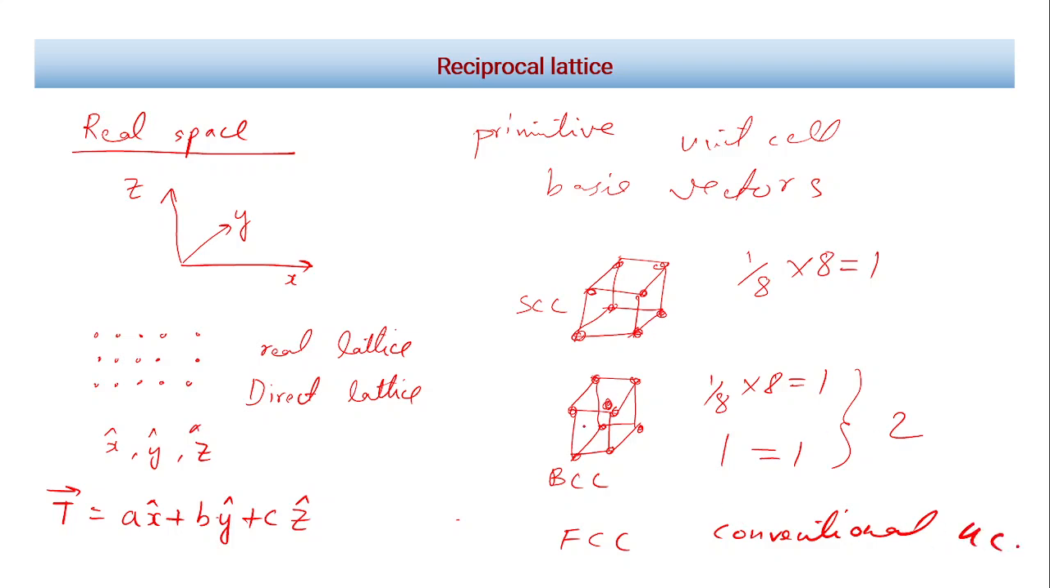Okay. So till now, the way we have been discussing BCC, FCC, they were actually conventional unit cells and not primitive unit cells. Just to make you clear about this.